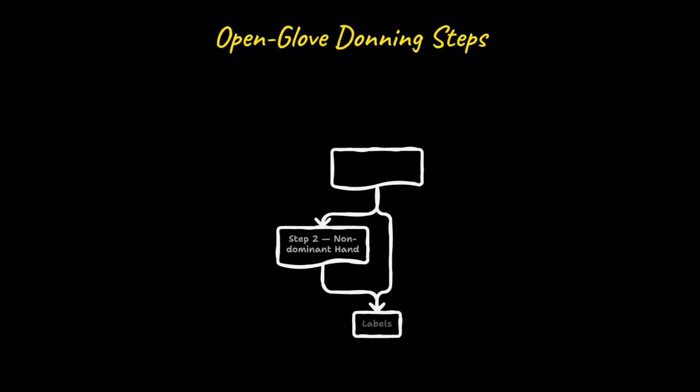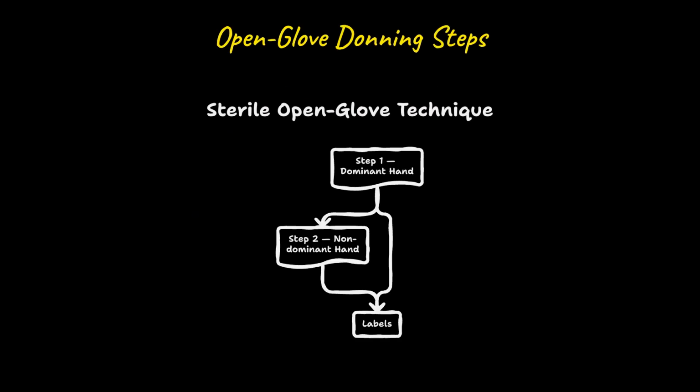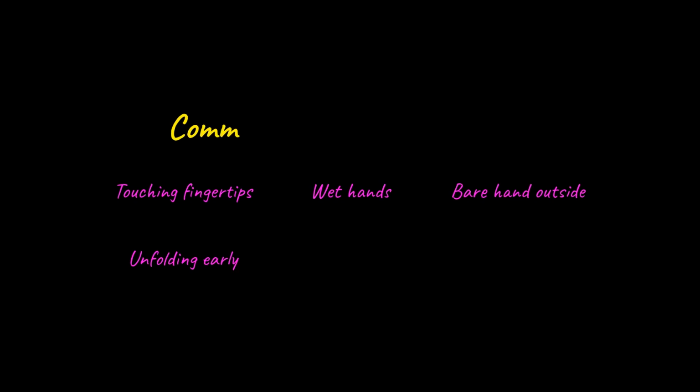The folded cuff is the mechanical key. The package presents each glove cuff folded outward, exposing only the inside surface. The dominant hand grips that inside cuff edge, slides in, and the gloved fingers then tuck under the outside of the second cuff to pull it on safely.